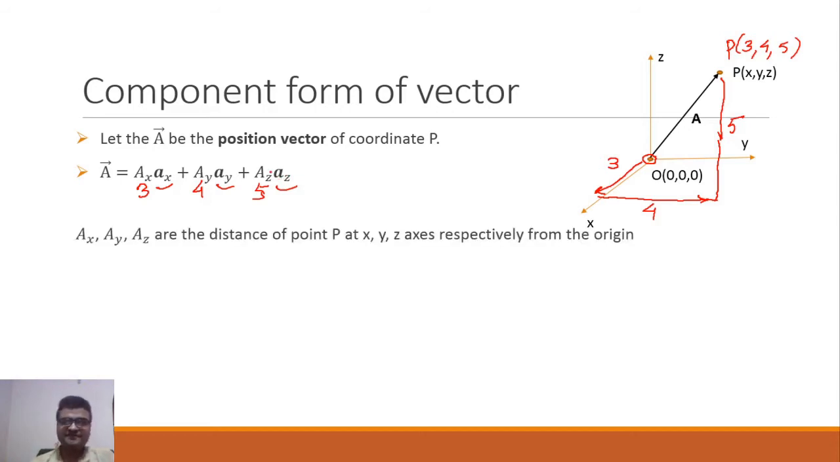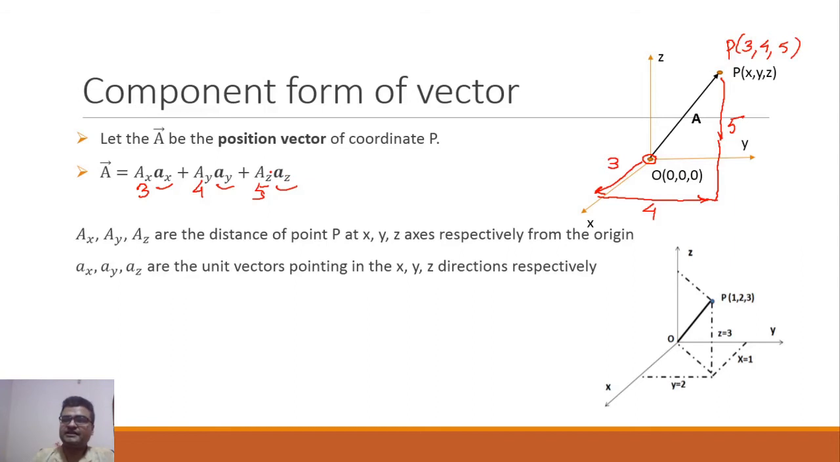So after this, let us see another example. We have a point P(1, 2, 3). To locate this point P, we need to find its distance in the x direction. Here it is 1. Then in the y direction it is 2. And in the z direction it is 3. That is why in their respective positions of x, y, z, we have written 1, 2 and 3.